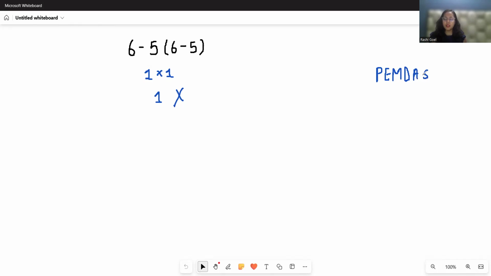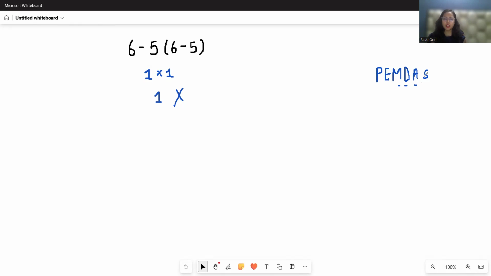PEMDAS, where P stands for parenthesis, E stands for exponents, M stands for multiplication, D stands for division, A stands for addition, and S stands for subtraction. So first you have to do the parenthesis, then exponents, then multiplication and division, then finally addition and subtraction. As we know, multiplication and division have equal priority, so we have to work from left to right, and the same applies to addition and subtraction.